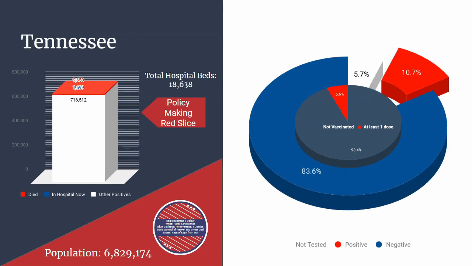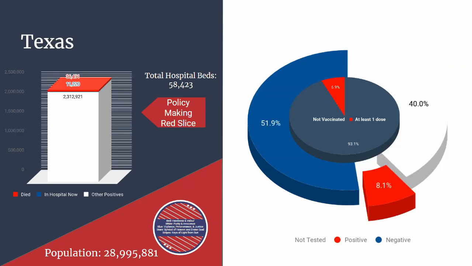That's in comparison to other states, not necessarily for their state. Tennessee came close to testing their entire population. They vaccinated 6.5%. Their negative tests are at 83.6%. Positive tests were 10.7%. They had 9,600 people die. 1,600 are in the hospital right now with 18,000 hospital beds.